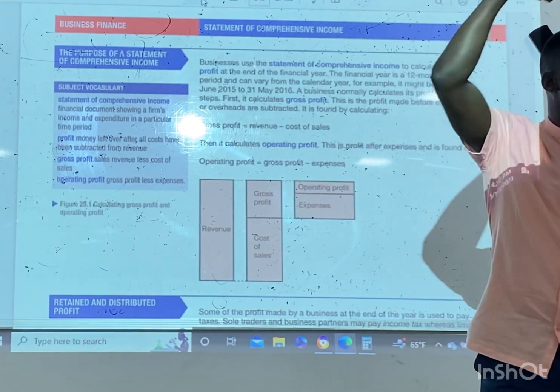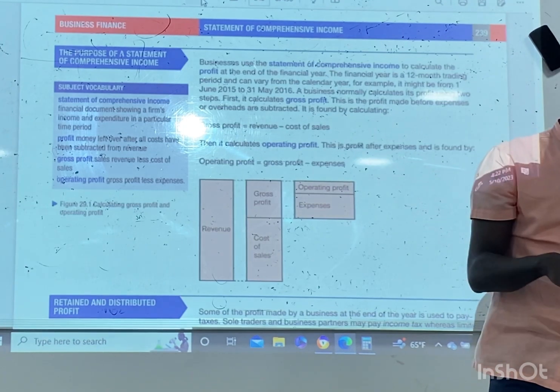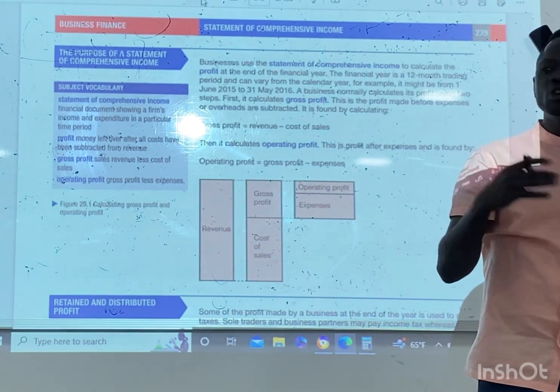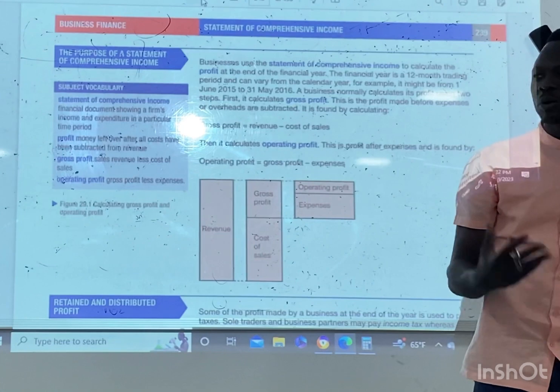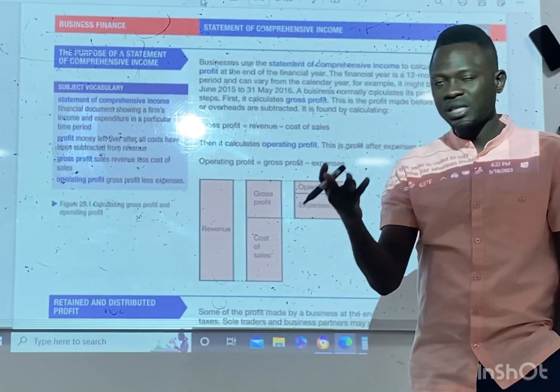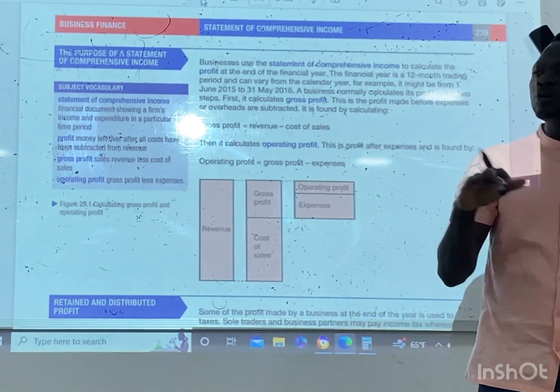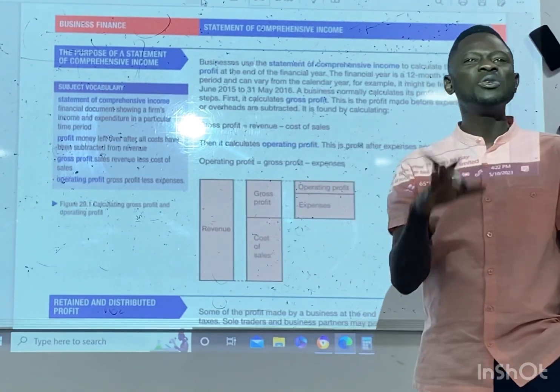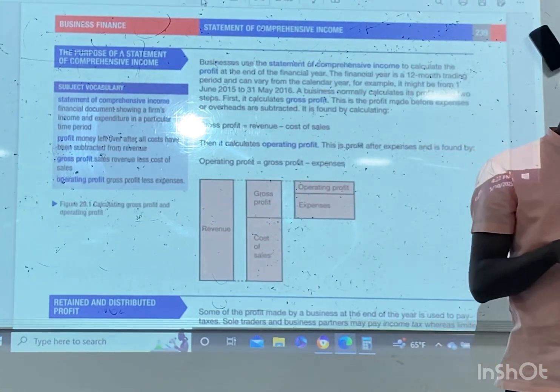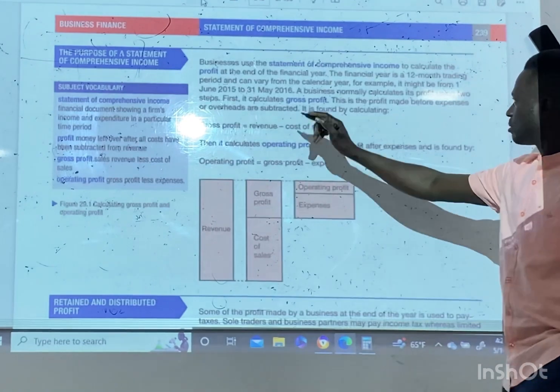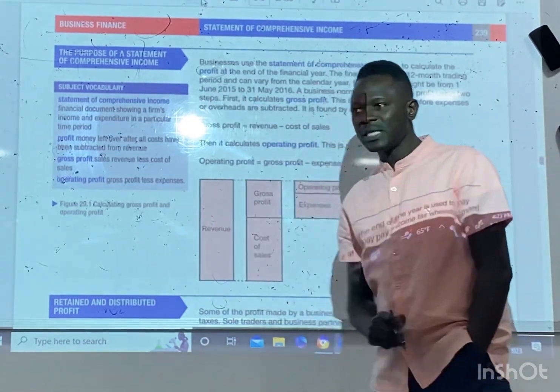So in your statement of comprehensive income, you'll be able to understand how your profit is generated. So you're going to have your gross profit and the net profit. So how do we generate our gross profit? How do we generate our net profit? Get to know. So profit will be made through the comprehensive income.